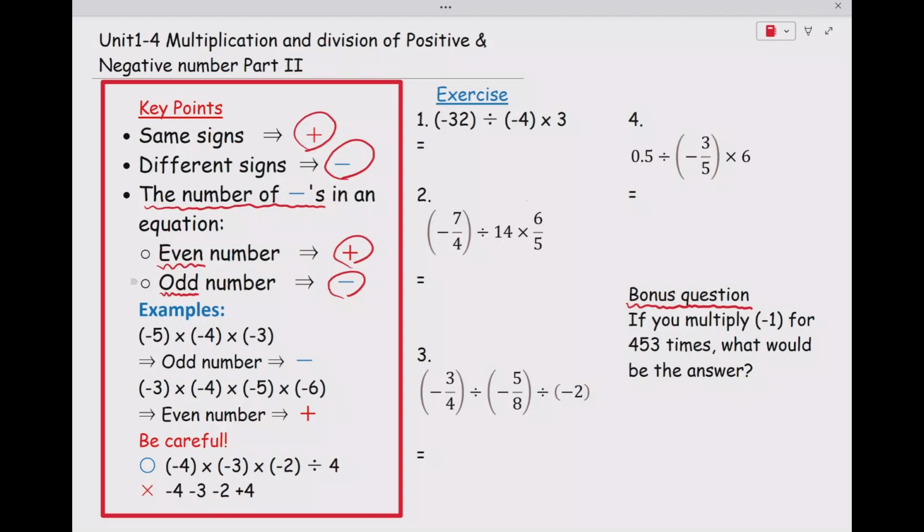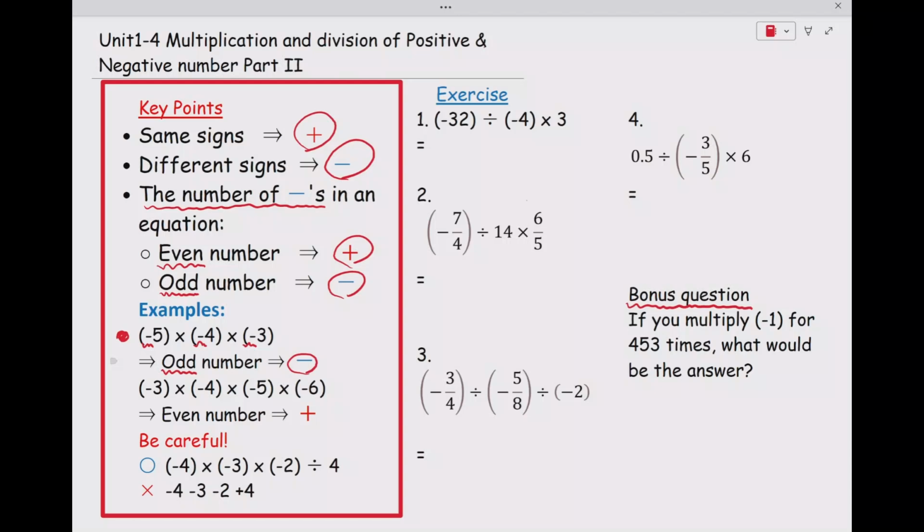For example, if there is an equation of -5 times -4 times -3, first you need to count how many minuses are there in the equation. There are 3 minuses in the equation, which is an odd number. Therefore, the sign of the answer will be a negative or minus.